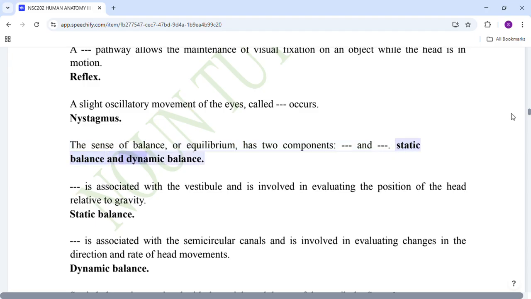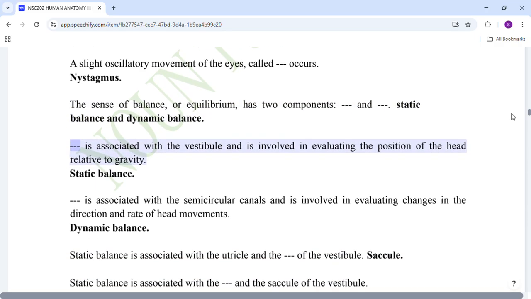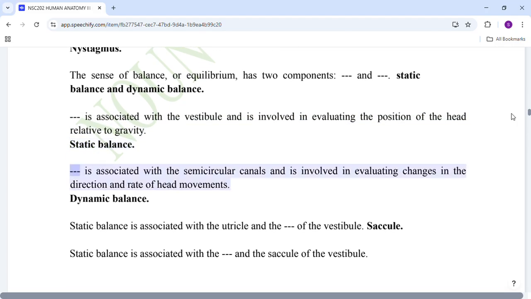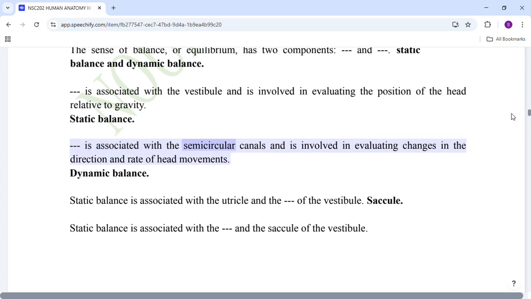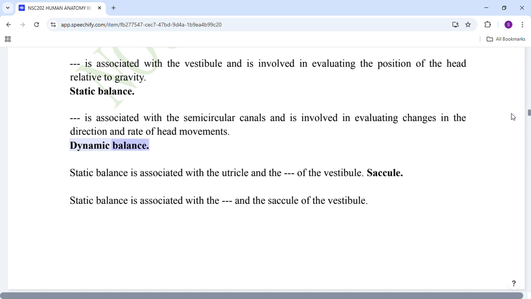The sense of balance, or equilibrium, has two components, static balance and dynamic balance. Static balance is associated with the vestibule and is involved in evaluating the position of the head relative to gravity. Dynamic balance is associated with the semicircular canals and is involved in evaluating changes in the direction and rate of head movements.